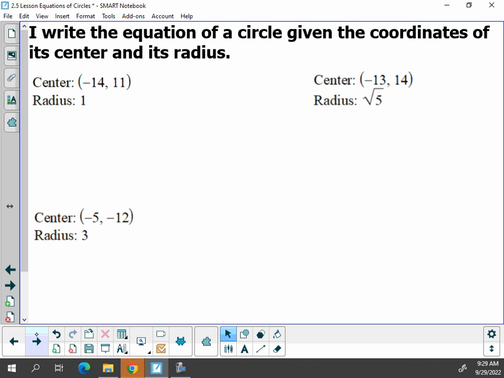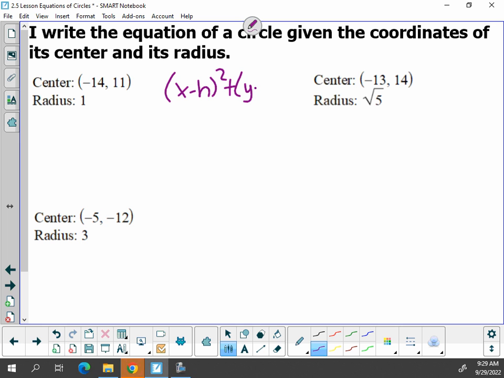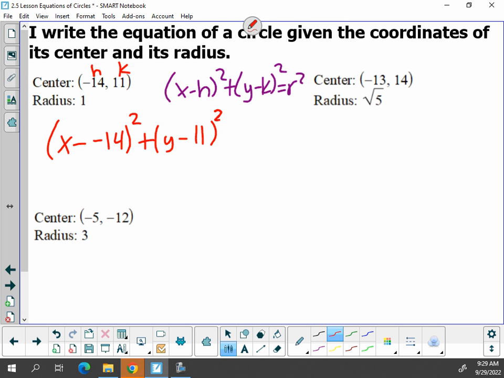And so we can do the exact opposite. We can actually plug in the center and the radius to write the equation of a circle if we know what they are. I would always start by writing the equation of a circle. It's good to label to yourself that this first number is h and that number is k, and now we can just plug in: x minus -14 squared plus y minus 11 squared, and then r squared, so I'm plugging r in. 1 is r, so it's 1 squared.